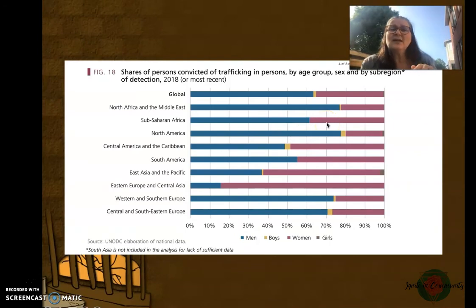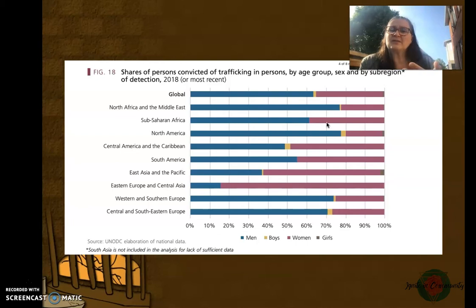This visual I like because it's showing who the convicted offenders are between male, female, boys and girls. Boys and girls would be those individuals under 18 years old. What I find interesting is that we do have boys and girls. We don't have specifics on their age, but we do have areas where a certain percentage of the offenders being convicted are boys and are girls.